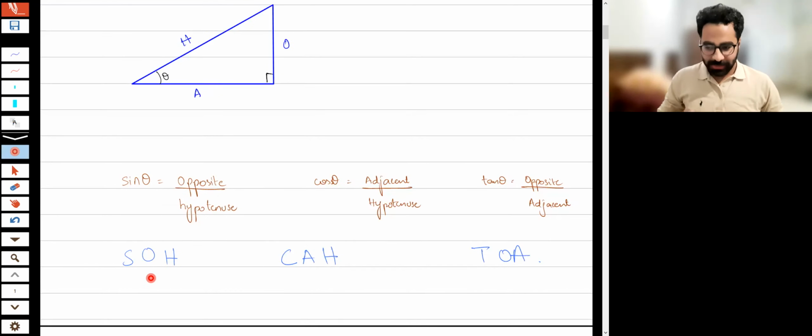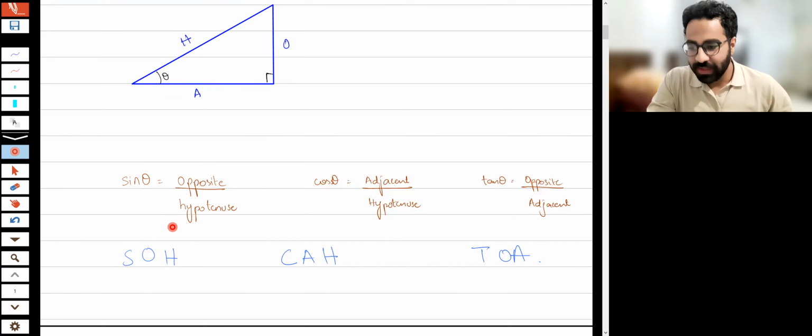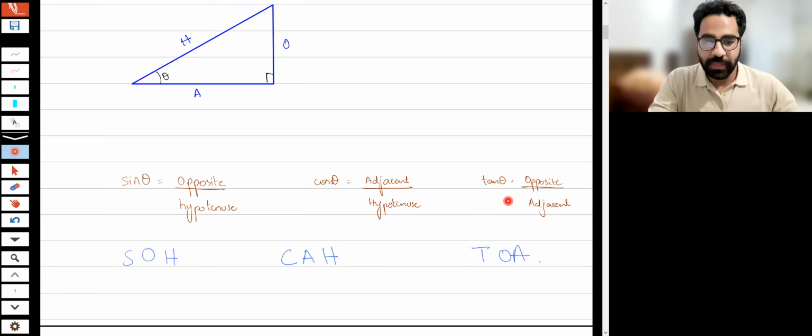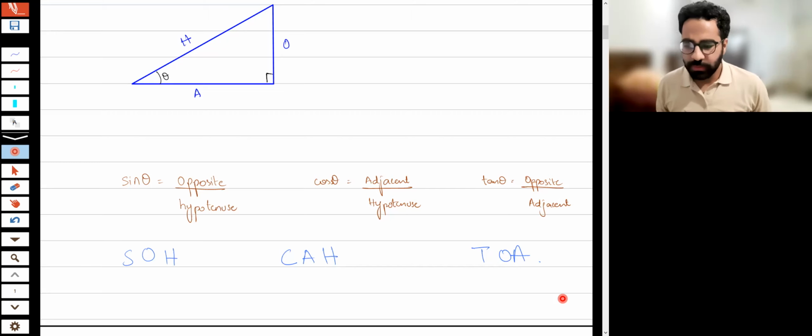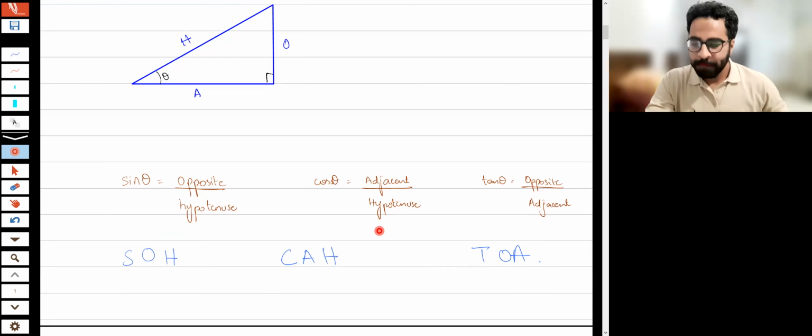For that, you need to remember SOH CAH TOA. Repeat after me. SOH CAH TOA. Okay. So what is SOH? SOH is sine theta equals opposite upon hypotenuse. What is CAH? CAH is cos theta equals adjacent upon hypotenuse. And what is TOA? TOA is tan theta equals opposite upon the adjacent. Okay. Now, whenever you are going to do any of these questions related to sine, cos, and tan, just write these down first. So write SOH CAH TOA first, and then attempt the questions.